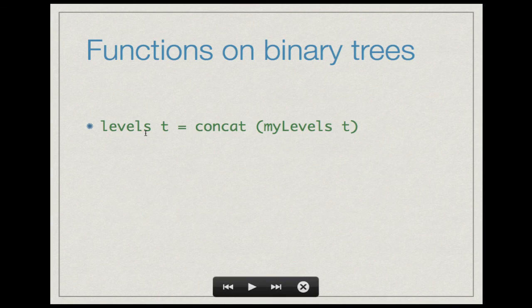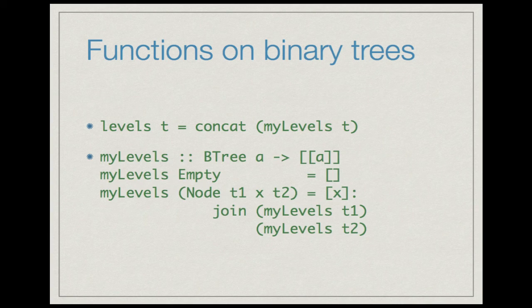So levels is a function which has signature BTree a arrow list a, and it's defined as follows: levels t equals concat of myLevels t. Recall that the concat function takes a list of lists of type a and produces a list of type a. So myLevels t ought to be a function that returns a list of lists of type a. myLevels is a function with signature BTree a arrow list of list of a.